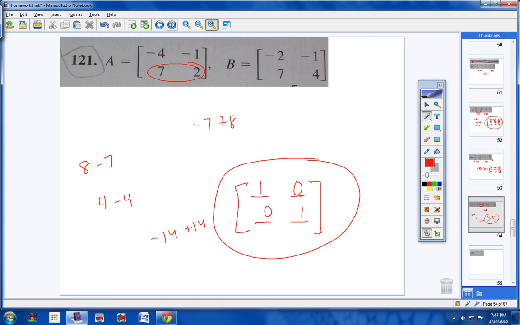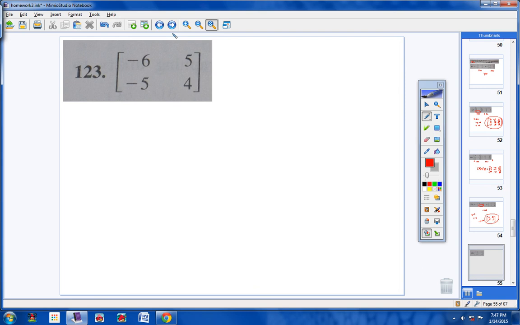Okay? Alright, moving on to number 123. The directions say to find the inverse of the matrix. So here we go. First you find the determinant. Negative 5 times 5, negative 25. I'm going to put a positive 25. Negative 6 times 4 is negative 24. So the determinant would be 1. Now you flip 1 and you still get 1.